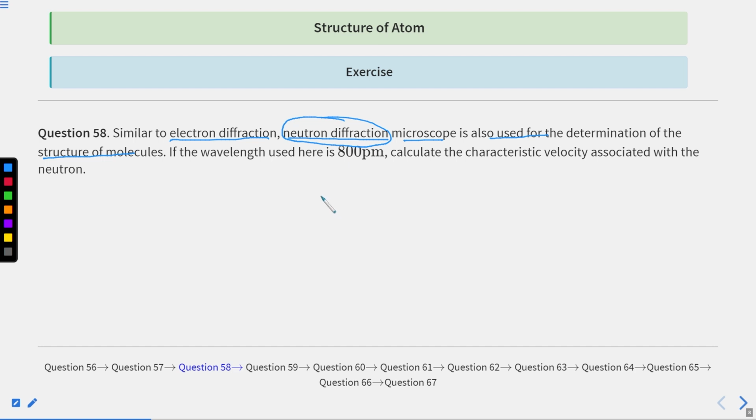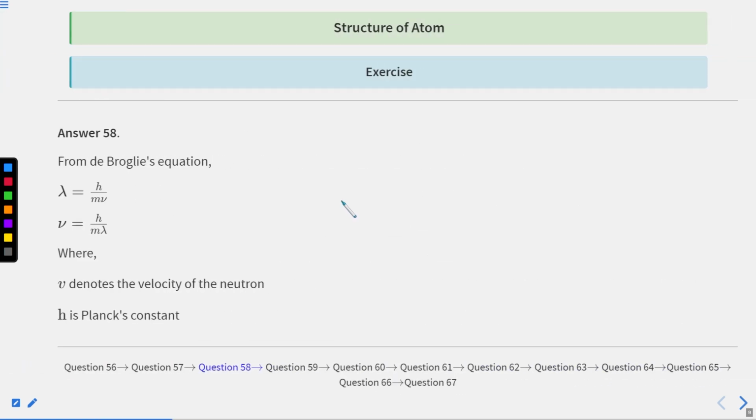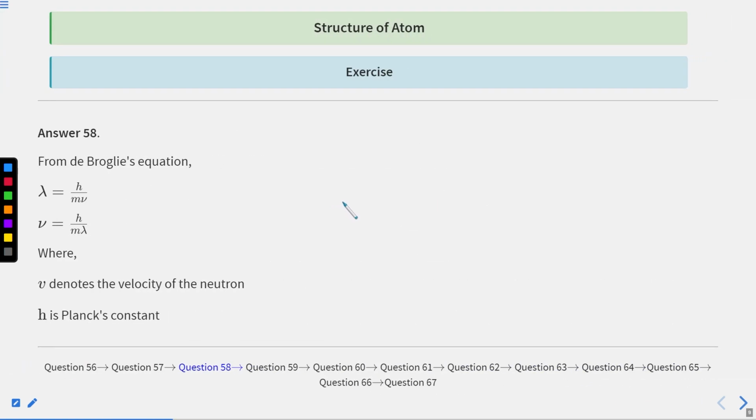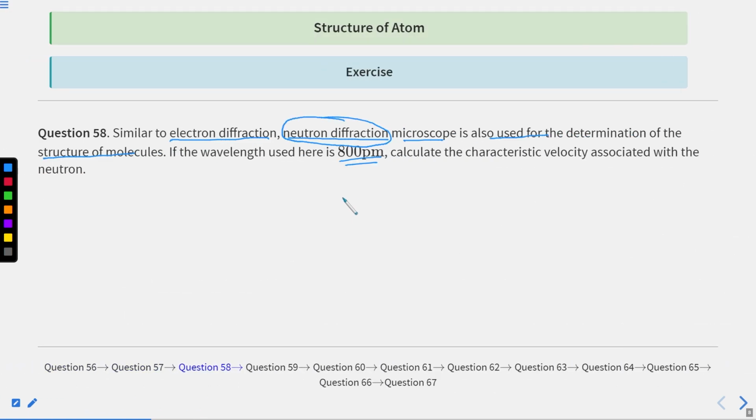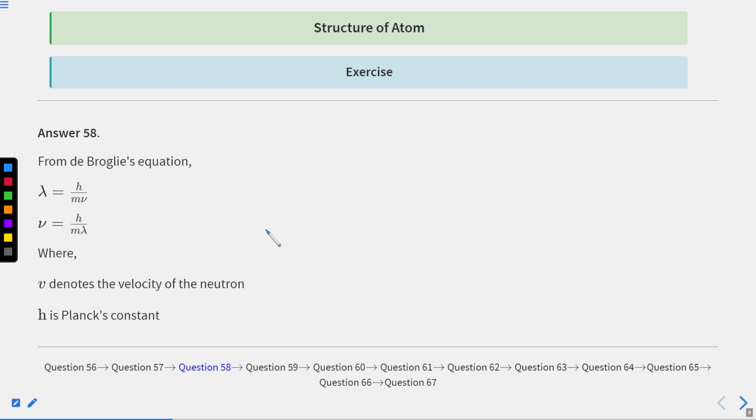Now if the wavelength used for the neutron is 800 picometer, we have to calculate the characteristic velocity associated with this wavelength. Again, we will use the formula lambda equals h by mv. But here what we have to calculate? We have to calculate the velocity. Here they have taken v rather than velocity.